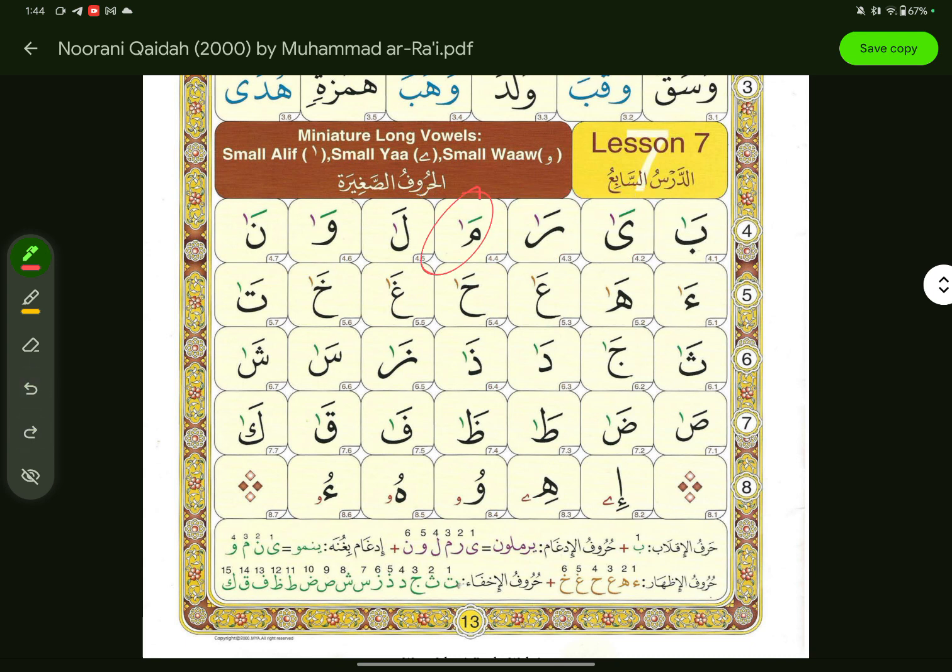Mim with a fatha will be ma. La with a fatha will be la. Wa with a fatha will be wa. Nun with a fatha will be na, right? And that's how we're going straight down the line. And then we come down here.